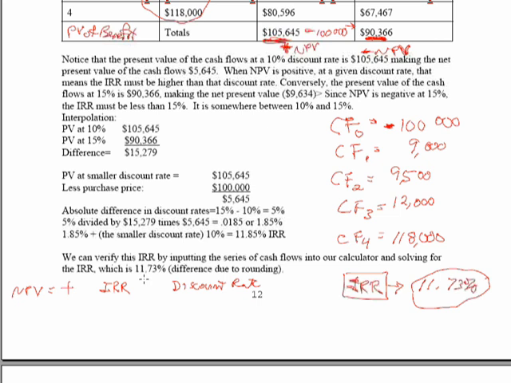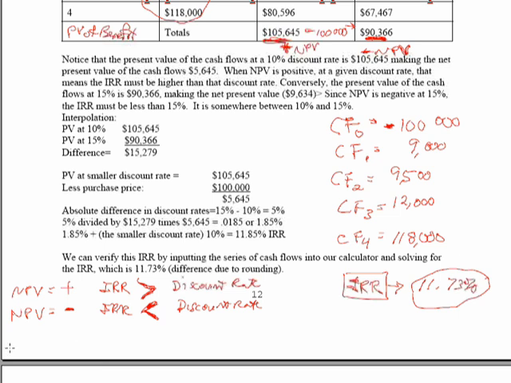When NPV is positive, the internal rate of return, the actual return on those cash flows, is greater than the discount rate used to calculate the net present value. When NPV is negative, what can you tell me about the relationship between the internal rate of return and the discount rate again? Yeah, the internal rate of return, the actual rate of return, is less than the discount rate.